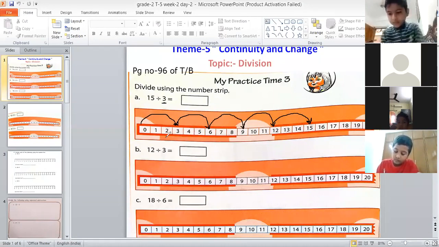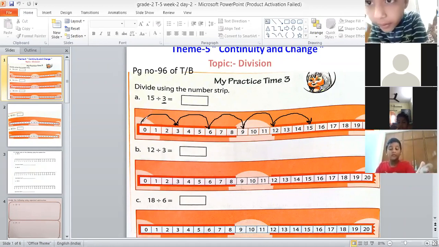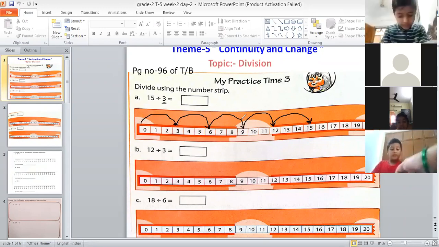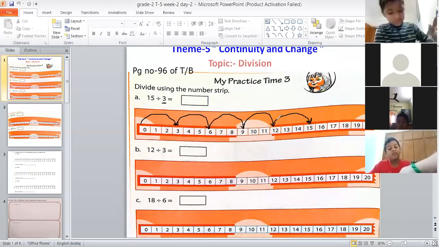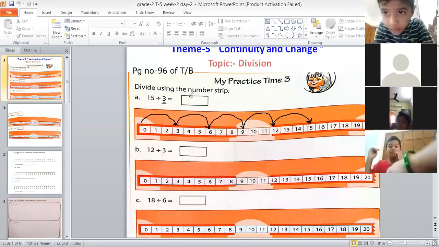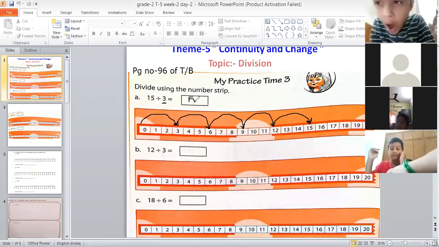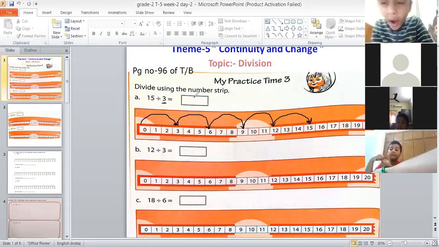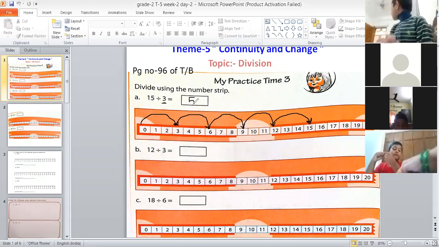Now we have to count how many steps we have taken to reach number 15. So how many steps have we taken, children? Look here. You have to see this black color line. Count how many. 1, then 2, 3, 4, and 5. Look at this black color curved line. We have taken 5 steps to reach number 15. So in this box, we will write 5.